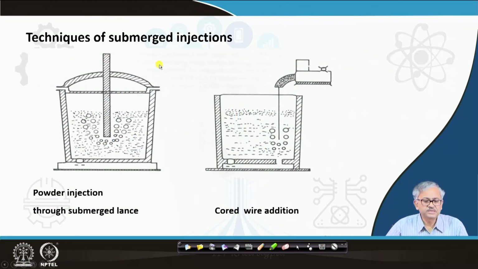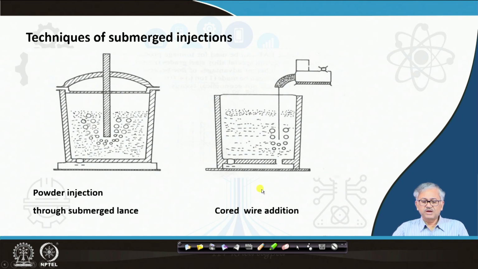Now, there are two techniques. One is that you can inject the calcium powder using a submerged lance. This is the lance, and the powder you can inject with the help of some carrier gas, usually nitrogen or argon, an inert gas. When you do that, during the rise of the powder through the melt, it will react with the liquid metal and then join the top slag. So, this is the way you can do it. This is called the injection by submerged lance using some carrier gas.